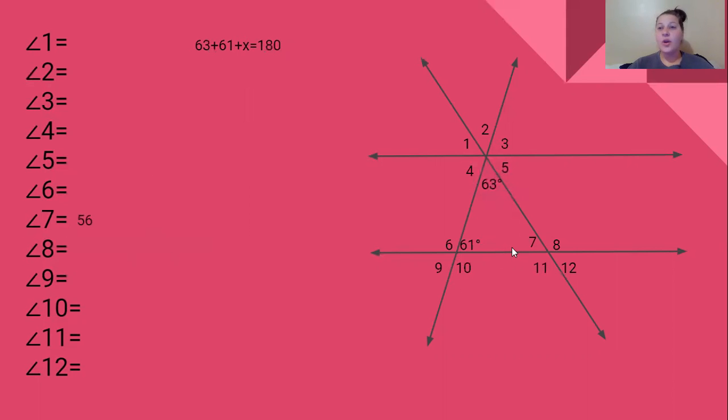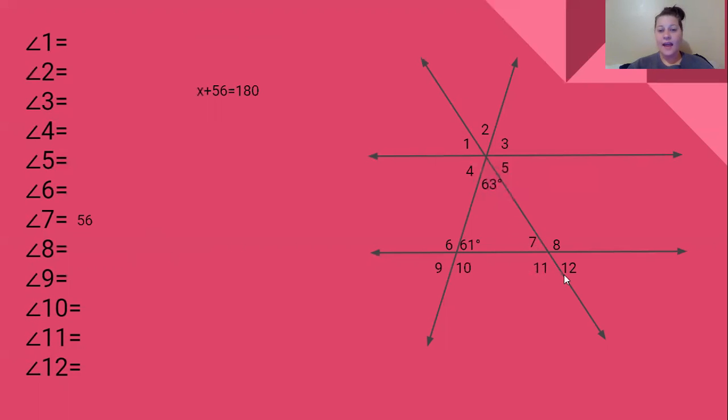Now, from here, we can go one of two ways. I'm going to tell you both and show you one now, and we'll go over the other one in just a little bit. The first one I'm going to show you is how to find the angle for angle number 8. So angle 7 is 56 degrees.